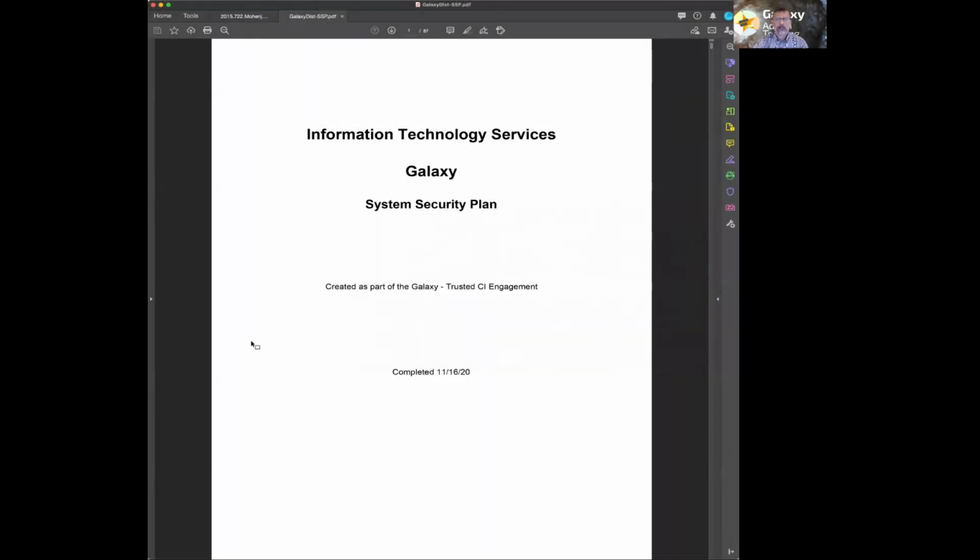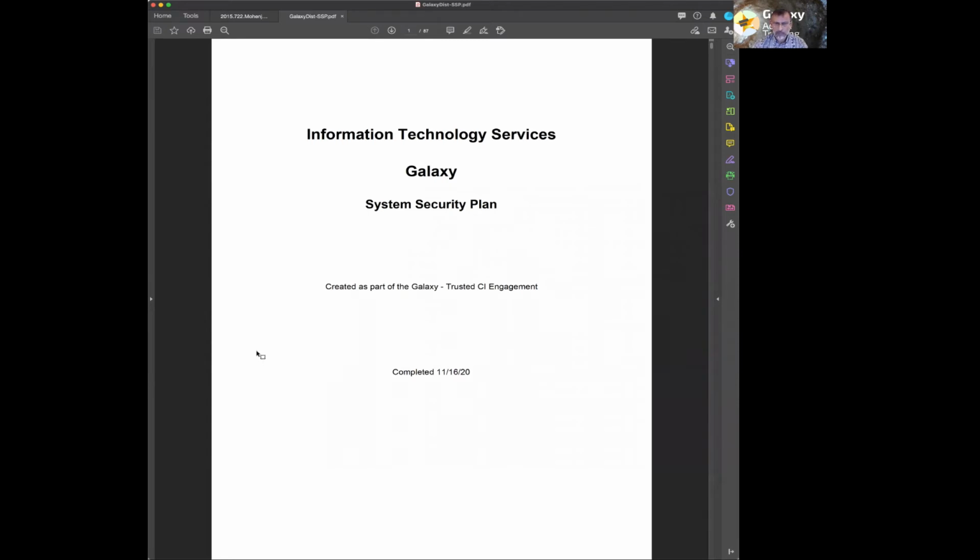Okay, so let us get into the Galaxy SSP. The first thing I'm going to do is to just introduce you to what an SSP is, its structure. Then I'm going to go into the details of what cybersecurity Galaxy provides as it's distributed, and what security you must have in place in order to make sure that you are compliant with HIPAA or other regulations.